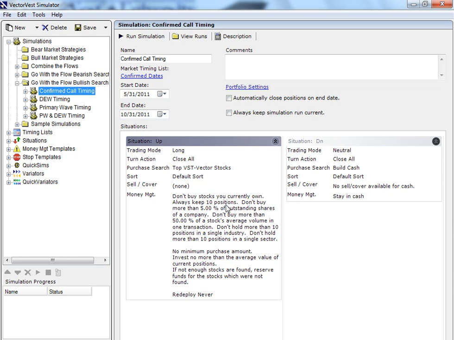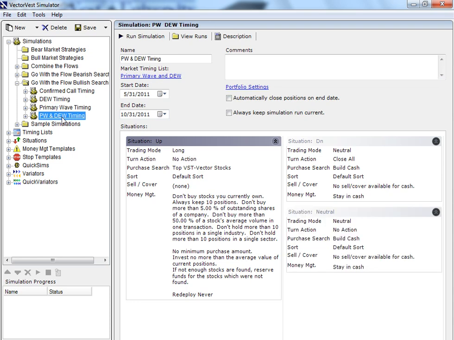I'm going to buy 10 portfolio positions, not buying more than 5% of outstanding shares of a company or more than half of their average volume. And so this will tell me then, buying and selling stocks from the Top VST Vector Stocks search on the confirmed up and down dates, what would my performance be for this time frame? I then did the same thing for the DEW timing signal, the primary wave timing signal, and a combination of the primary wave and DEW timing signals.